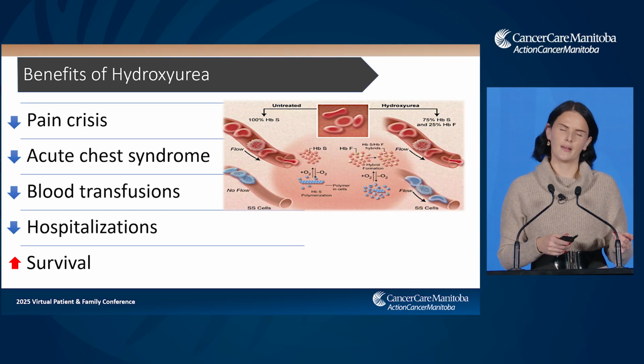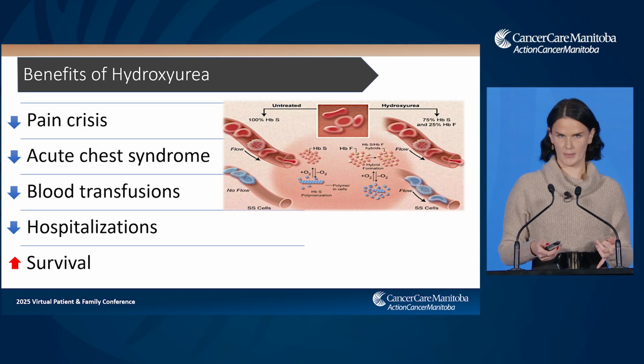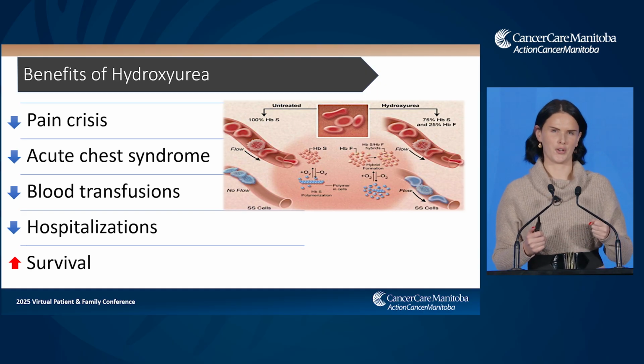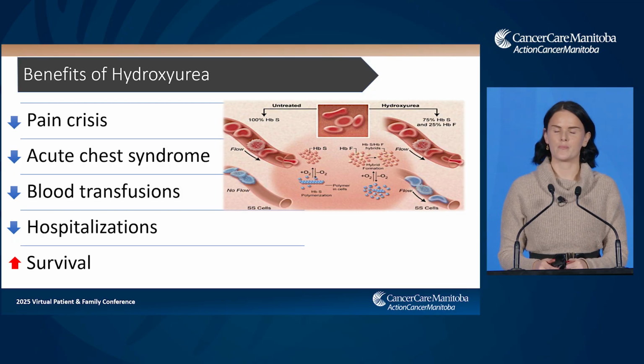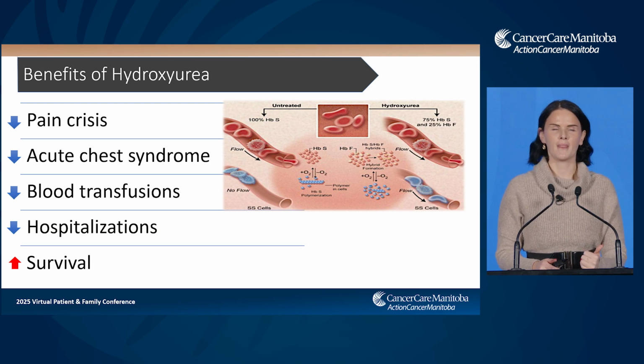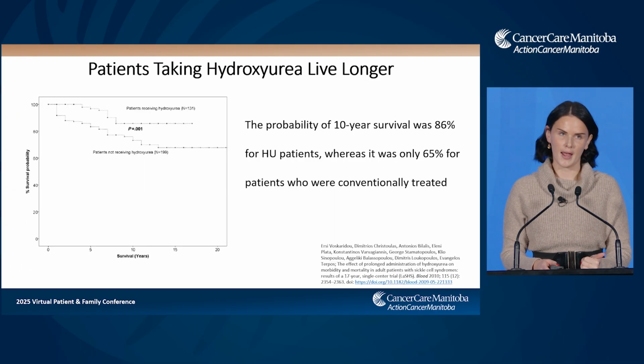Well, let's go back. I mentioned earlier fetal hemoglobin and how it's really good at holding on to oxygen, how it doesn't sickle. Hydroxyurea tricks your body into making that again. So if we can get higher levels of that good hemoglobin, we know that you are less likely to have pain crises, less likely to have that acute chest syndrome, less blood transfusions, fewer hospitalizations, and survival increases.